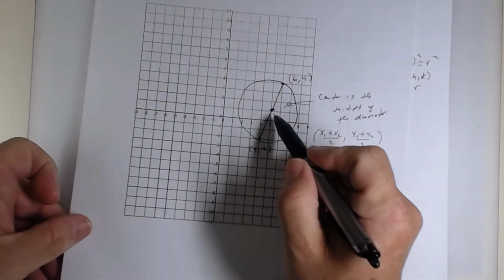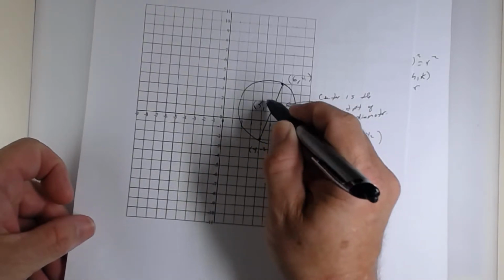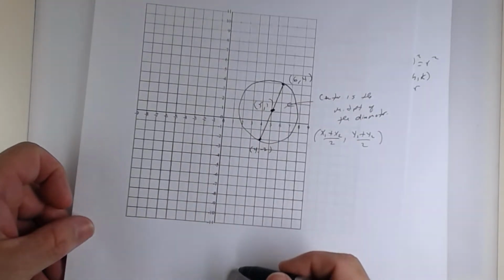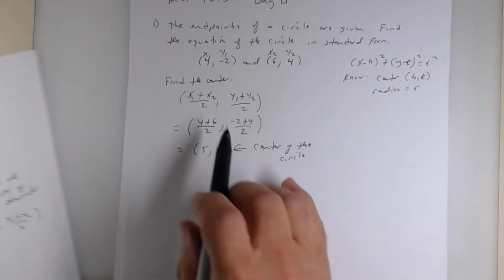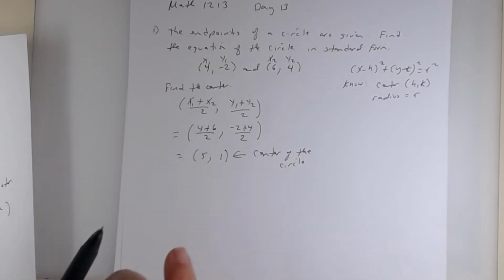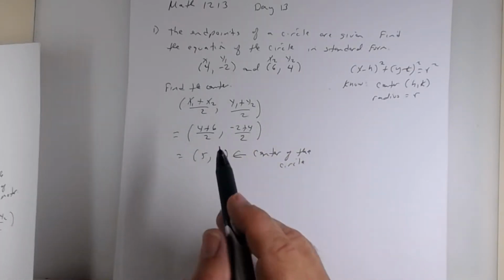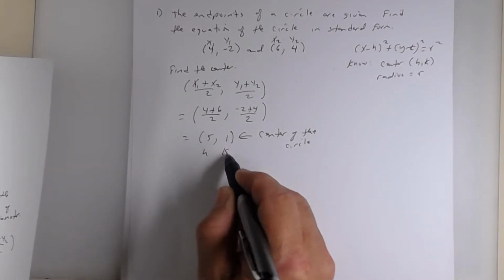And so if you look at what I drew, I kind of estimated in the right place. See about (5, 1) right here? So (5, 1). That's the center of the circle. Okay, so that's what you have to show. You have to show the work for finding the center. So the first thing you have to do is find the center. All right, now, so I know this right here is h and this is k, correct?